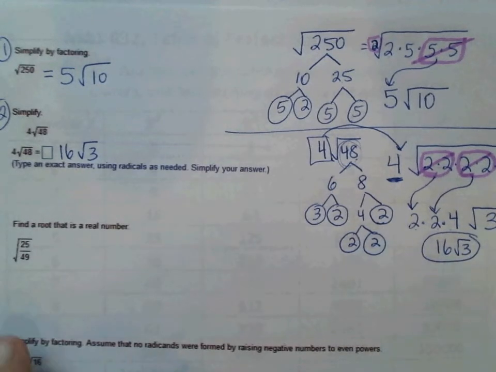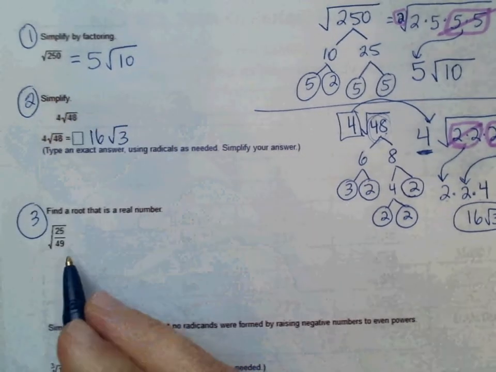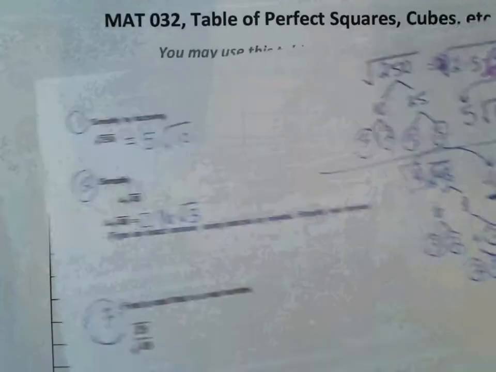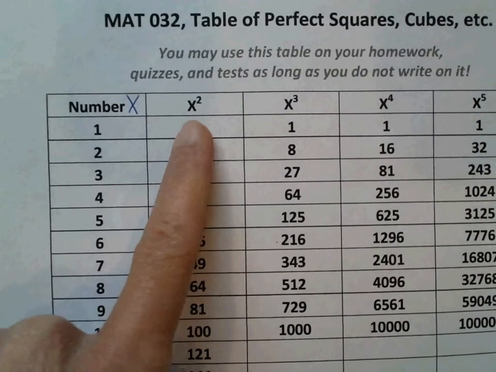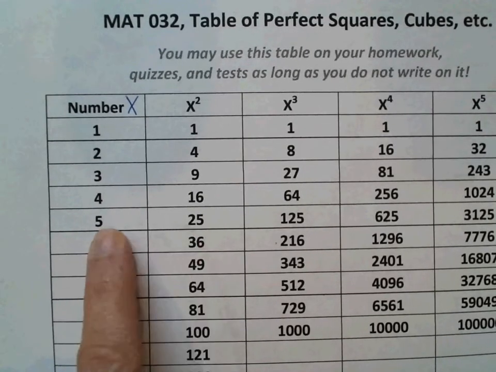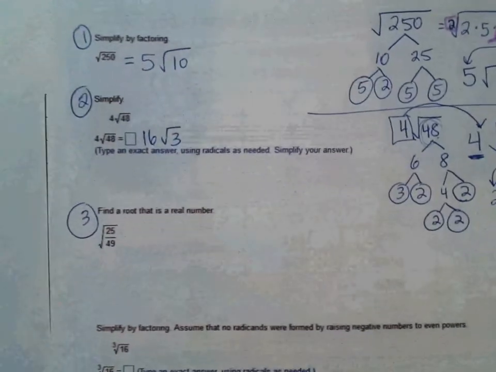All right, now this one is number 3. It's the square root of 25 divided by 49. And these are perfect squares, which means I could look at the body of my table and see 25 under the square, the root is 5. Square root of 25 is 5. And then 49, the square root is 7.